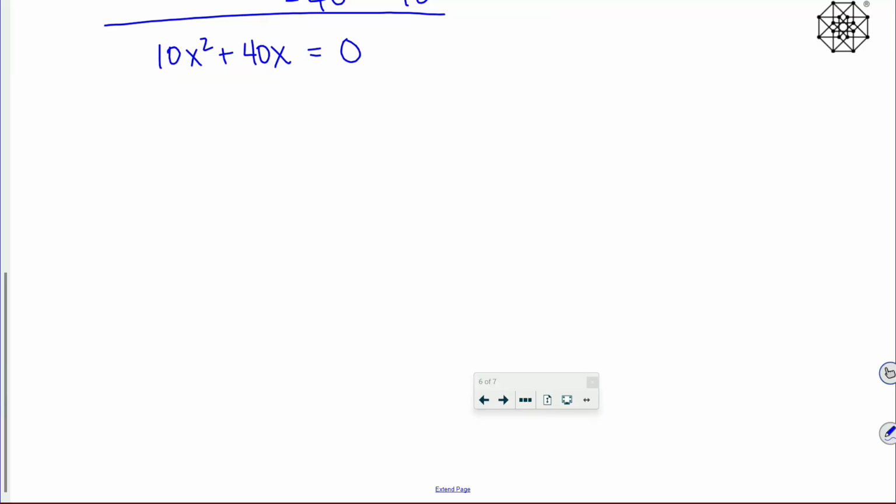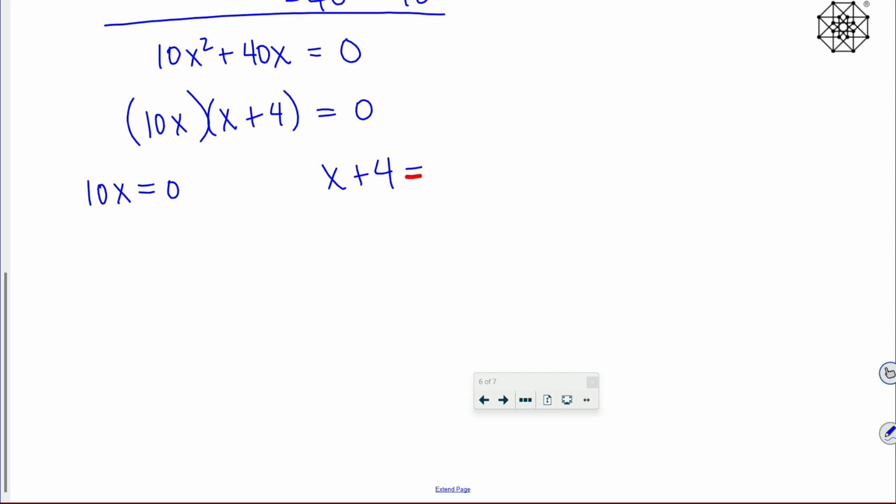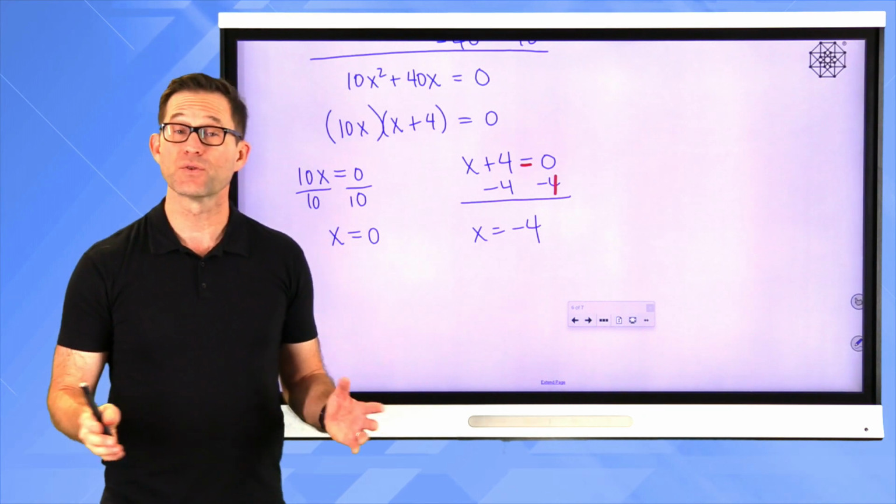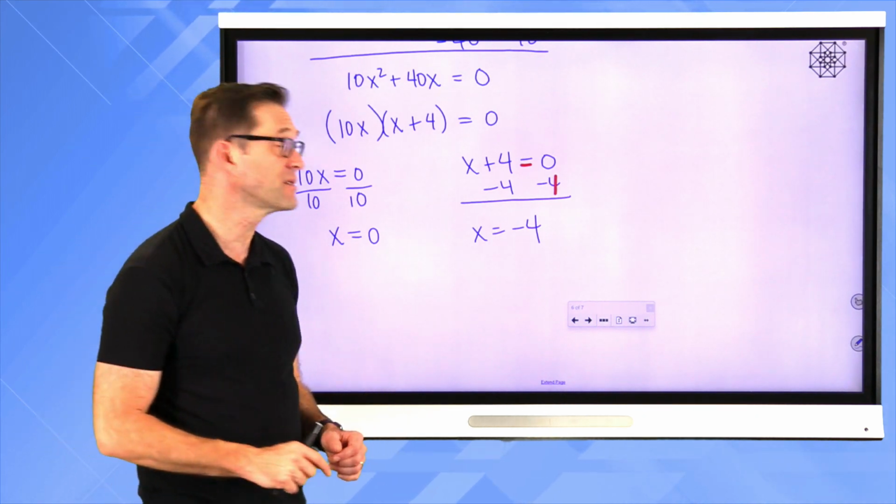At this point, what I can now do is factor a 10x out of both of those, and I'm left with 10x times x plus 4 is equal to 0. I can set my 10x equal to 0. I can set my x plus 4 equal to 0. This one I'll divide both sides by 10. 0 divided by 10 is 0. This one I'll subtract 4 from both sides, and I'll get x equals negative 4. So I now know the two x values where my circle and my line intersect.